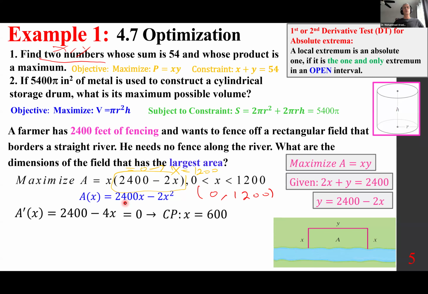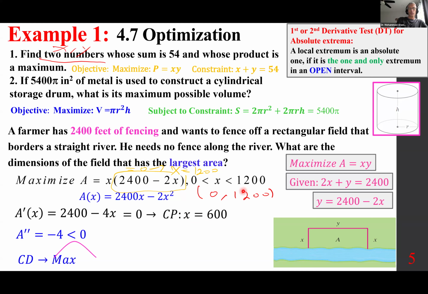Now you do the first or the second derivative test. In the case of an application, the second derivative test normally is easier. So what is the second derivative test? A double prime is -4, and all we are interested in is the sign. You have to plug in 600, but this is independent of x. It's always negative. Negative means concave down, and it means maximum because concave down looks like that. So we proved using the second derivative test, this is a local maximum.